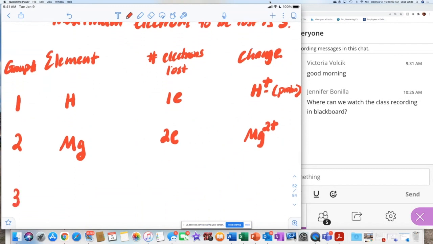Number 3, I'll go with aluminum, popular one. Loses 3 electrons. So group 1A, 2A, 3A. 3 electrons becomes Al3 plus. Okay? So this is the normal trend we're used to. Group 1 forms a charge of +1. Group 2 forms a charge of +2. Group 3 forms a charge of +3. When I say 1, 2, 3, I mean 1A, 2A, 3A, because the other ones are not predictable. They're complicated, right?